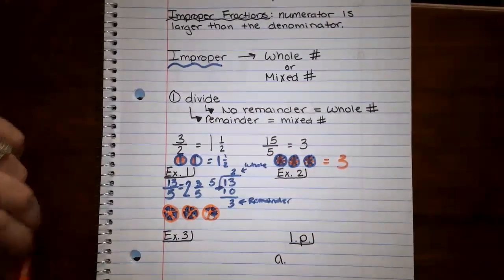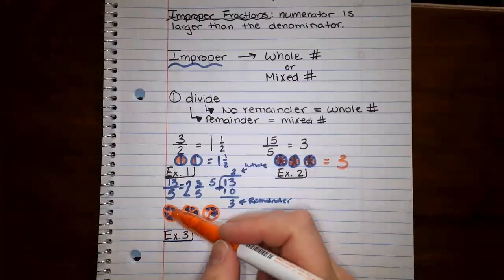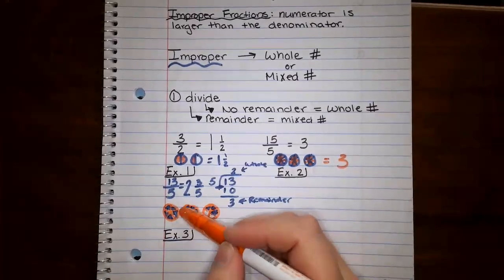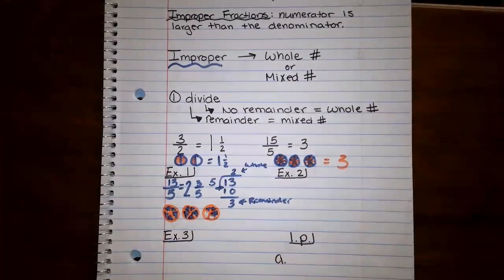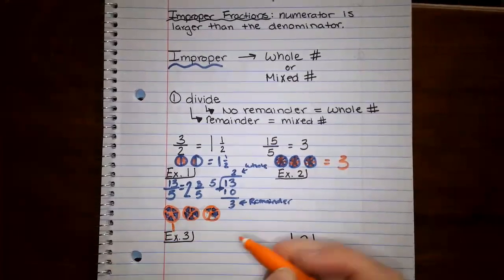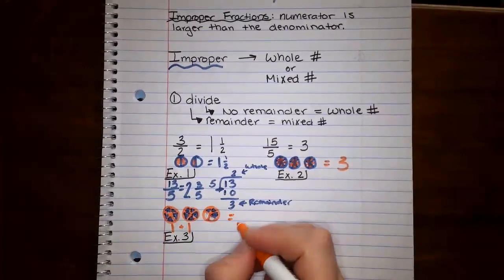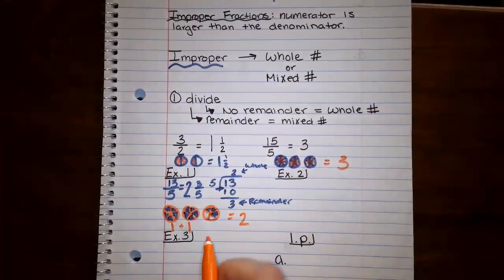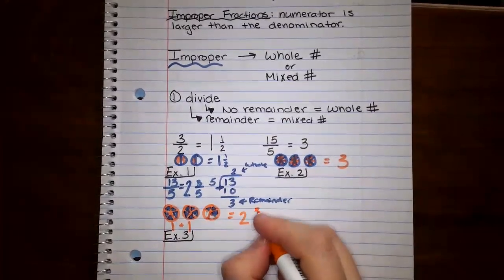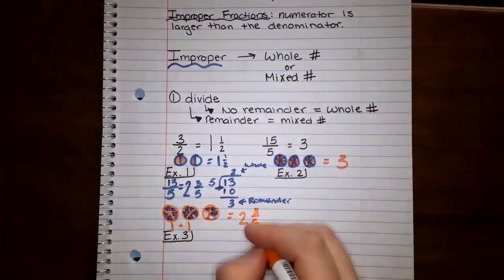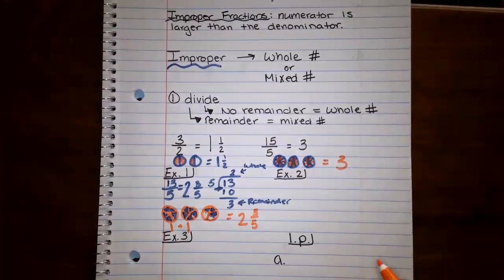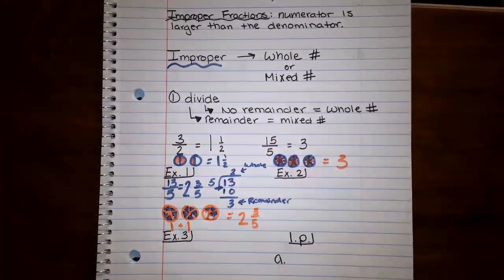We can count again if we want to. 1, 2, 3, 4, 5, 6, 7, 8, 9, 10, 11, 12, 13. So how many whole numbers do I have? Well, here's a full 1. Here's another one. Add those 2 together, you get 2. And then I have 3 out of 5 parts. 2 3/5. This should match that number.